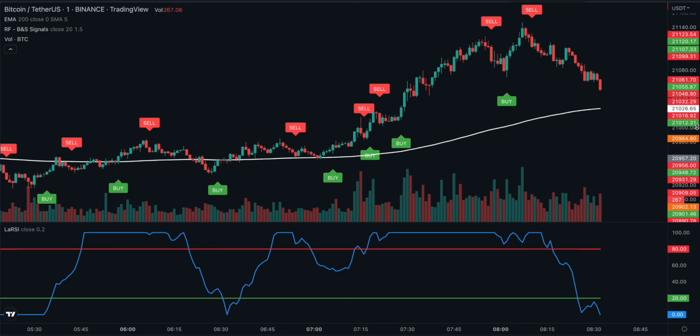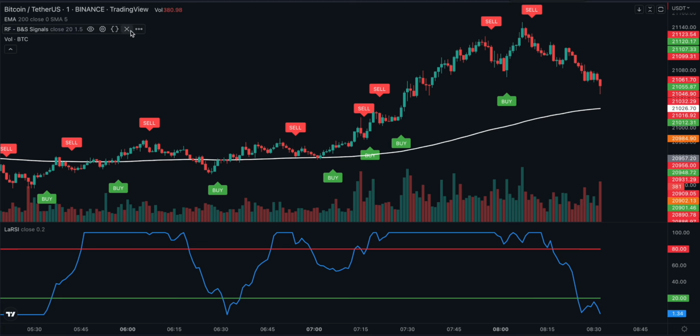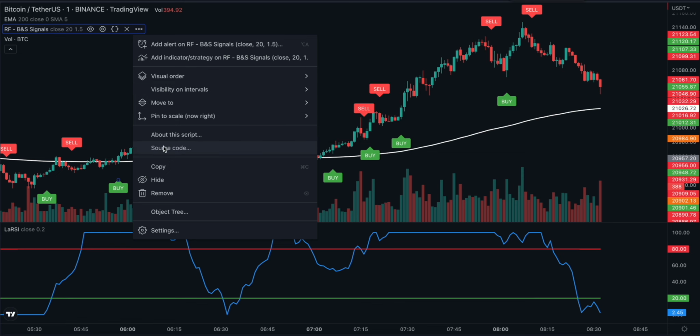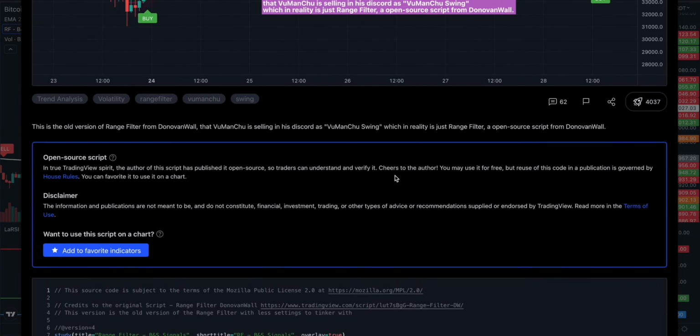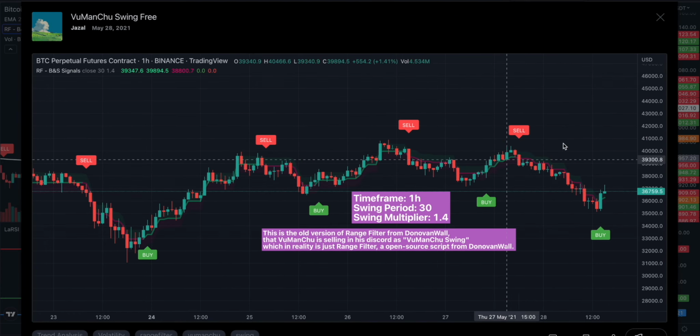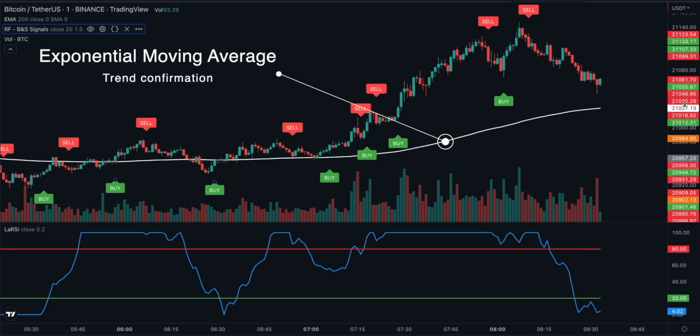The very first indicator we would like to cover is this buy and sell script. The tool is based on the Fu indicator. Its goal is to find the most accurate trading signals based on price momentum. We will use this indicator for the first confirmation. It means that if the other conditions are not met at the time we receive a buy or sell signal, the signal is cancelled. The second indicator we have on the chart is a long-term exponential moving average.